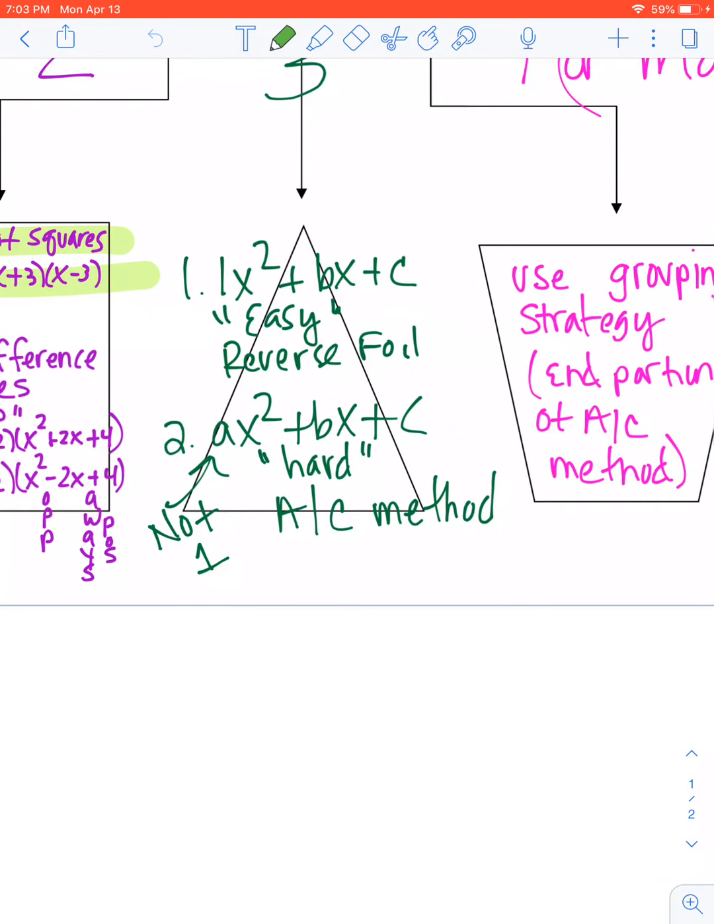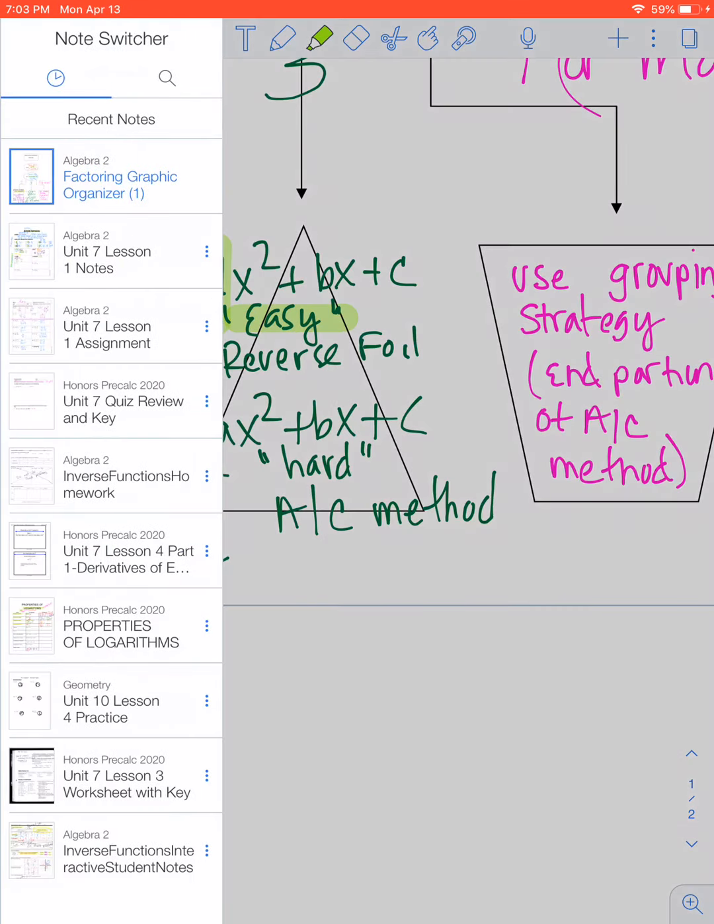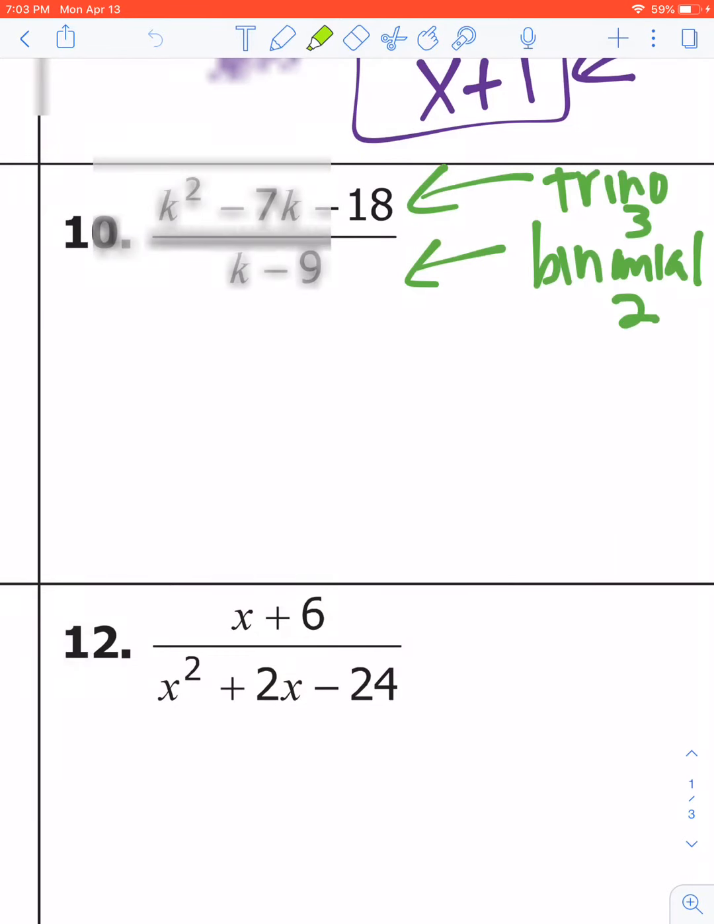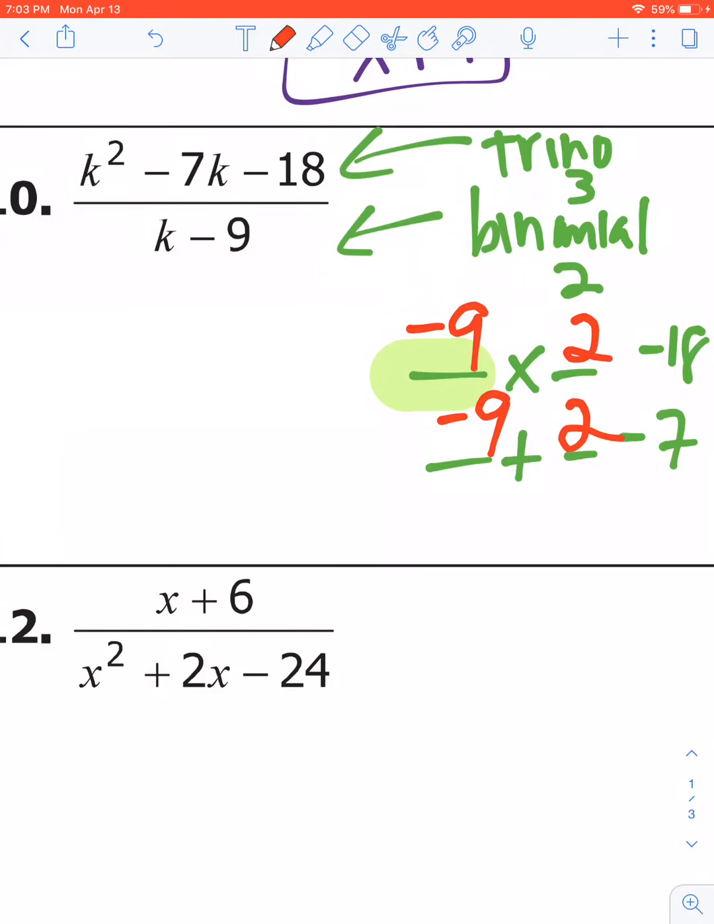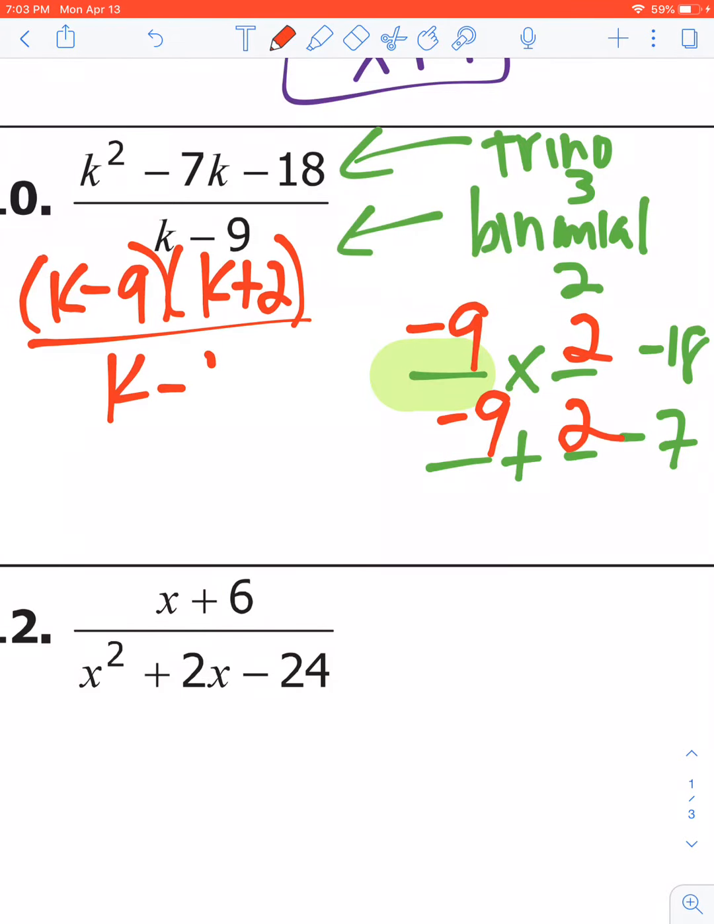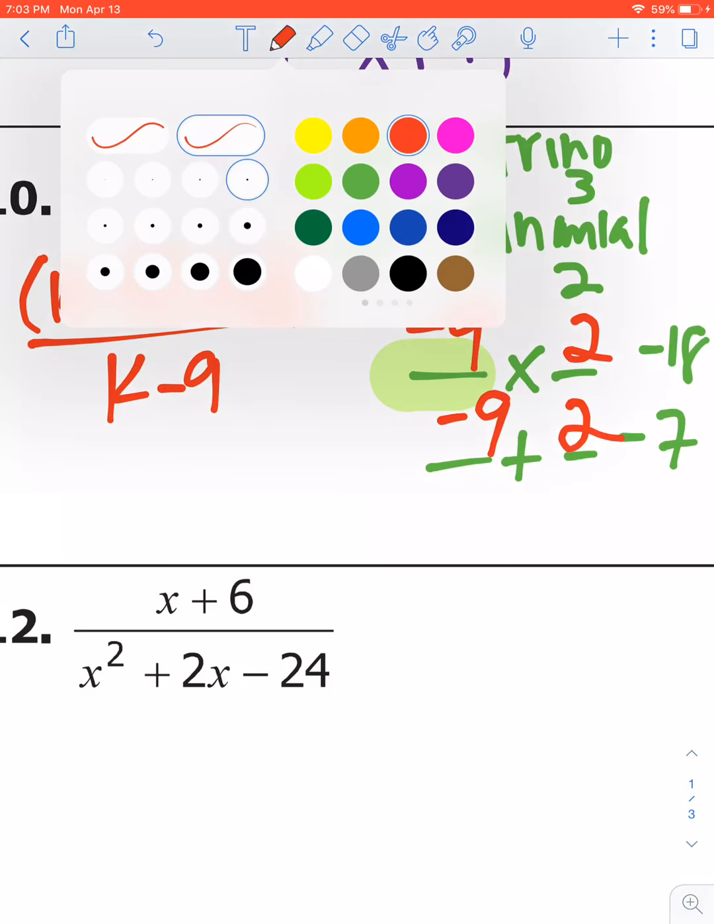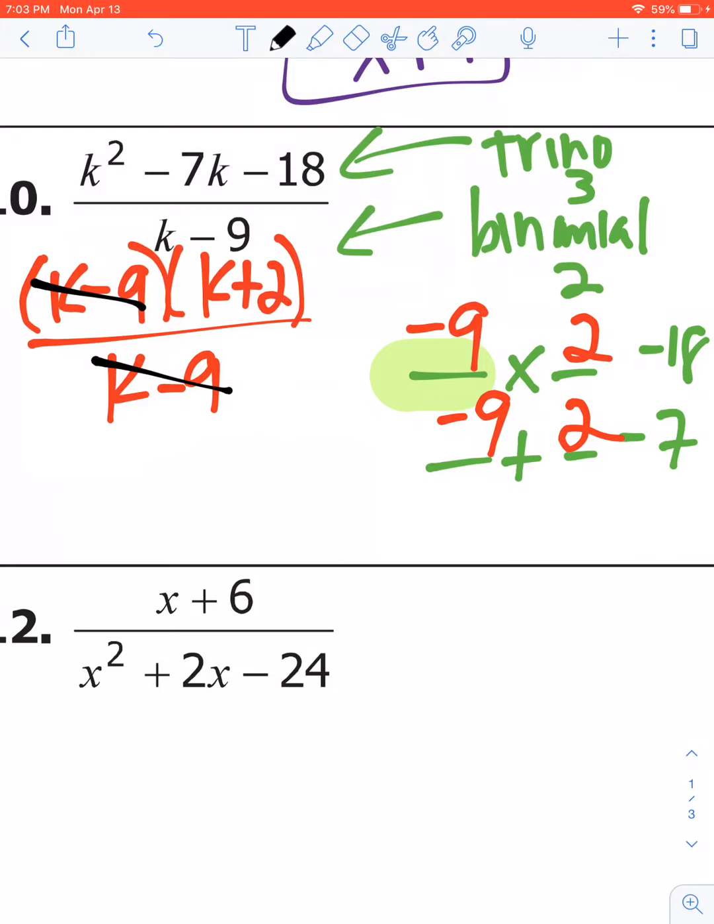All right, so let's go back to our factoring graphic organizer. The numerator has 3 terms. Well, it's easy because it has a leading coefficient of 1. So I just have to figure out 2 numbers that multiply to give me a -18, but at the same time add to give me a -7. And those numbers are going to be a -9 and 2. So that means the numerator is k minus 9 times k plus 2, all over k minus 9. And then hopefully you're starting to get the hang of this. The k minus 9s are both binomials, so they can cancel each other out, leaving me with the final answer of k plus 2.